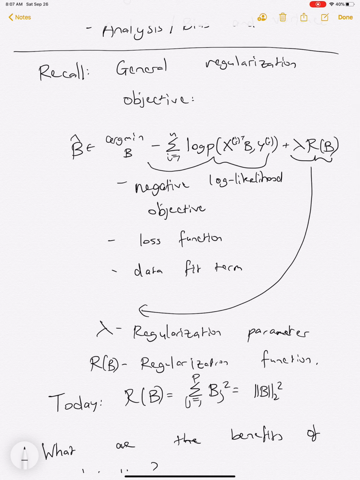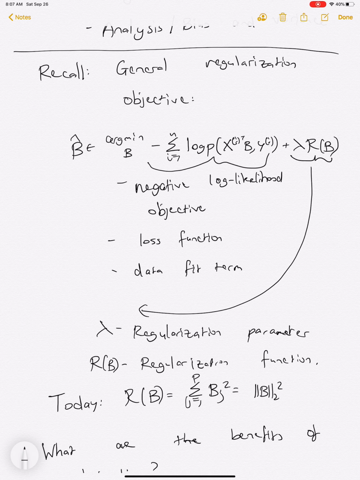For the first two modules, which are linear models and then generalized linear models, we typically just minimized this negative log likelihood objective. But now we're going to minimize a combination of this negative log likelihood objective plus some regularization function. This general framework of having a loss function or negative log likelihood objective plus a regularization is pretty general. The negative log likelihood is sometimes referred to as a loss function, and also as a data fit term.